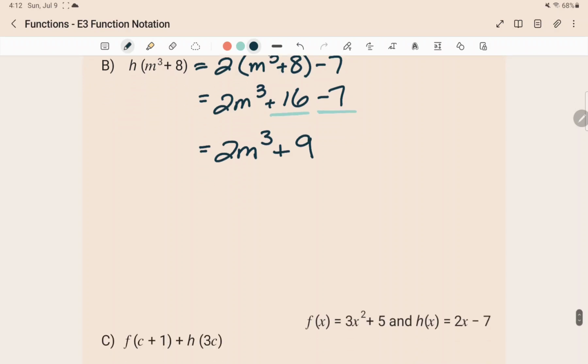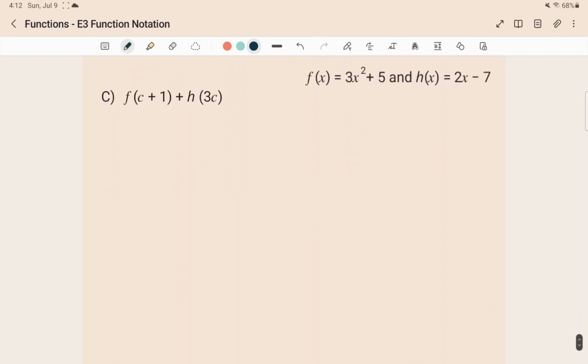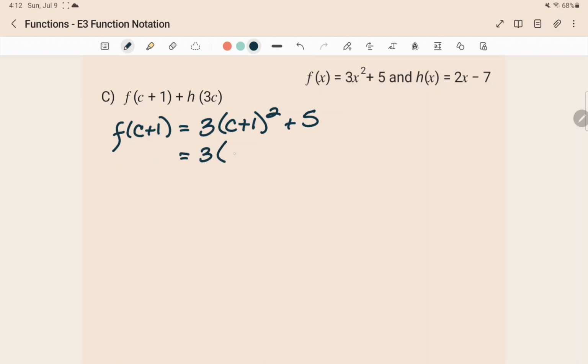Okay. Let's try one more. F of c plus 1 plus h of 3c. We're going to use both functions this time. And again, I'll do one at a time just to make things a little more simple. So f of c plus 1 becomes 3 c plus 1 quantity squared plus 5. That really means 3 c plus 1 times c plus 1 plus 5.